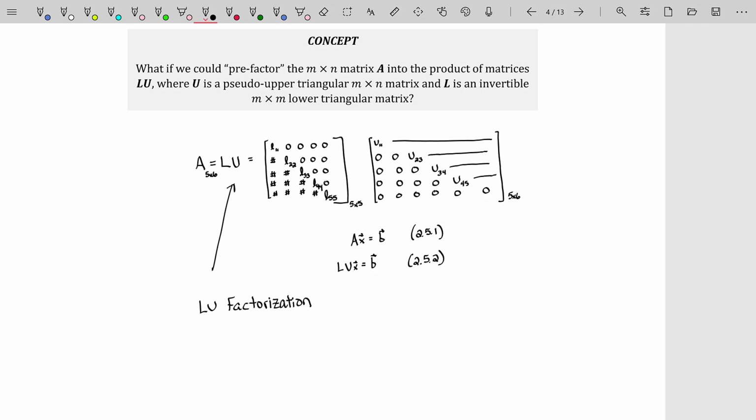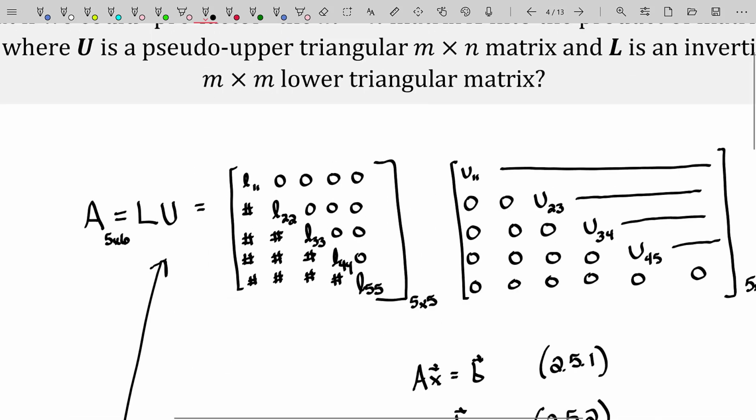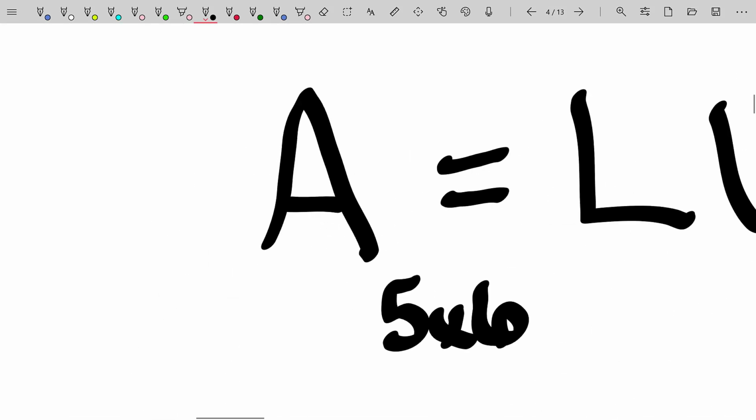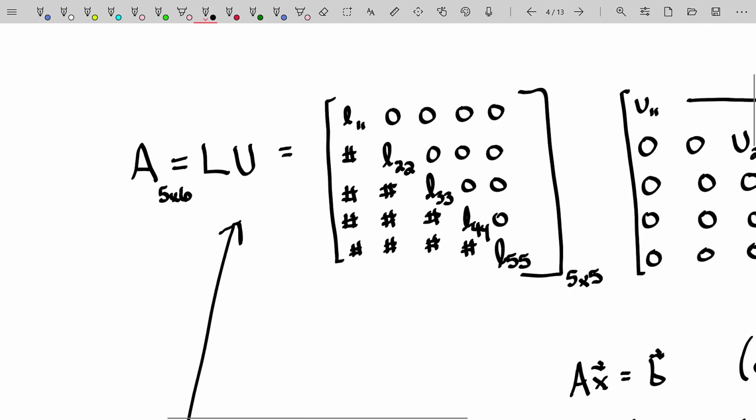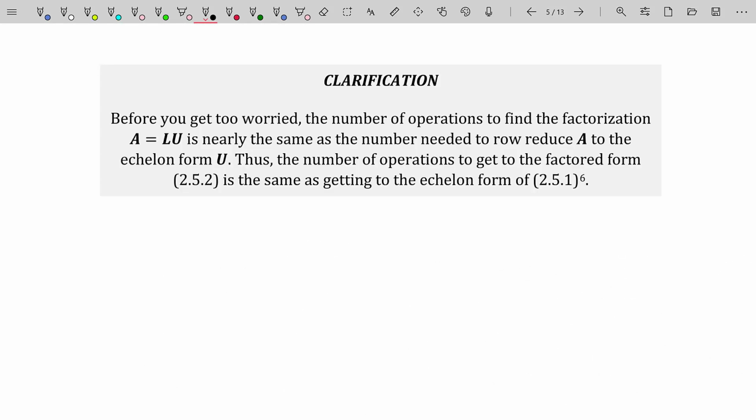Now, why would we want to do that? It just seems like we would make our lives much more difficult by taking our nice clean matrix, even though it's a 5 by 6, and doing extra computations to factor. Well, here's a clarification for you. Before you get too worried, the number of operations to find the factorization of A into L times U is nearly the same as the number of operations needed to row reduce A to the echelon form U.